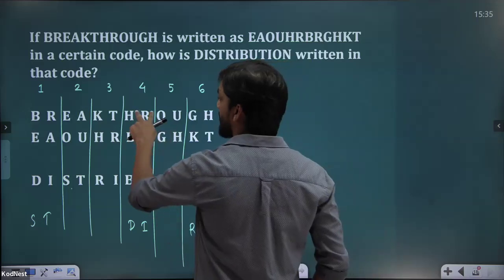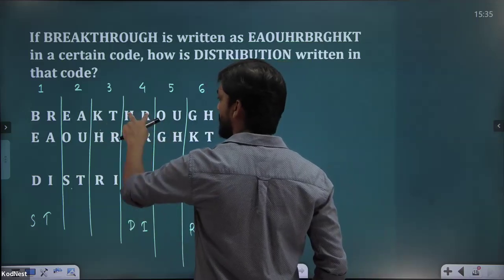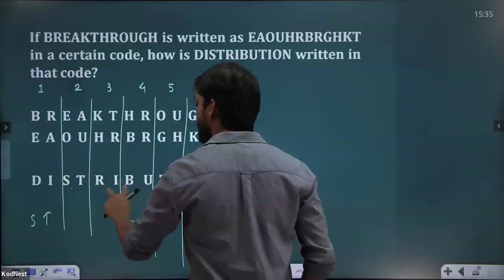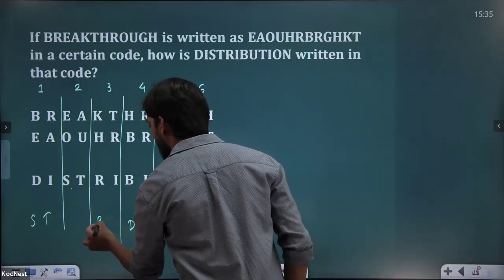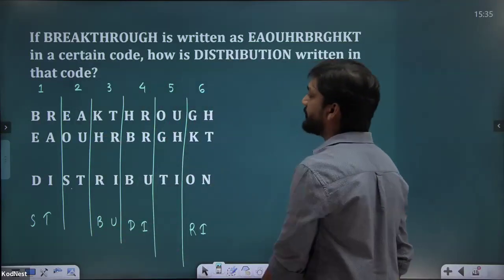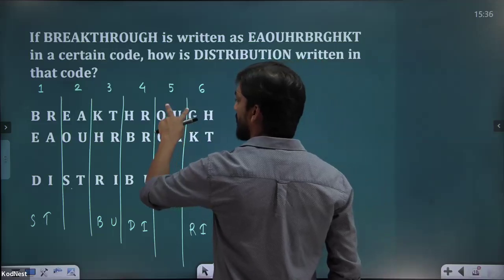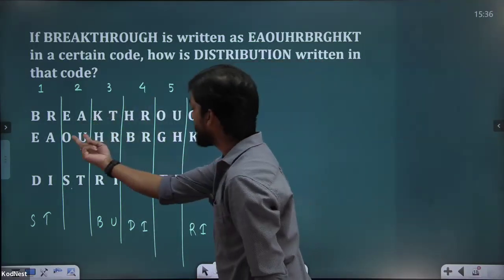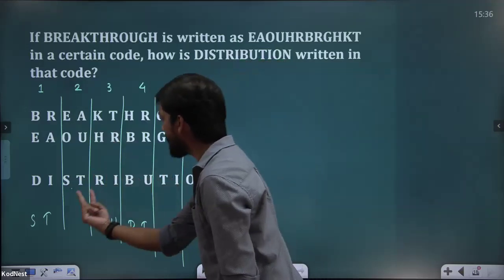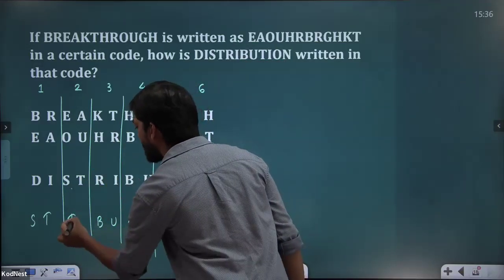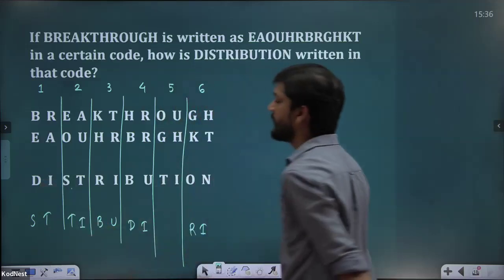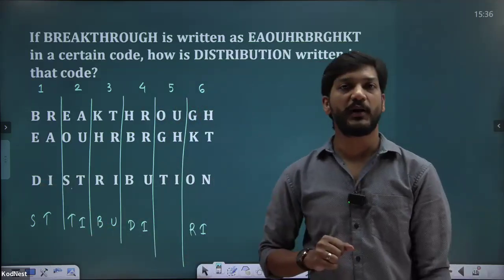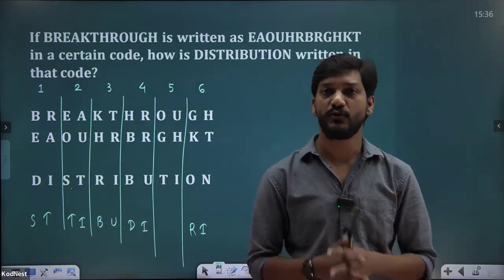Okay, HR. HR is going to the third place. So this will go to the third place. So BU will go to the third place. Okay. Fifth one, OU. OU is going to the second place. So TI also will go to the second place. So like that, if you number the places, it will be easy for you to track.